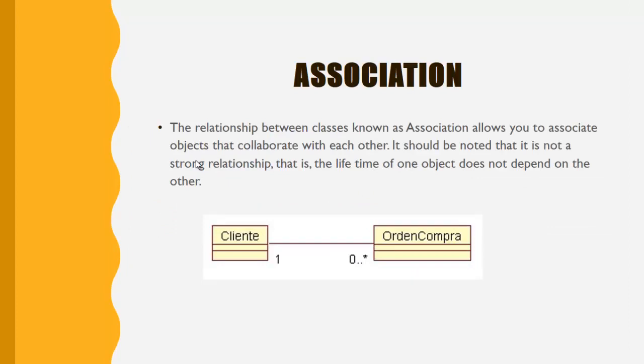Association. The relationship between classes known as association allows you to associate objects that collaborate with each other. It should be noted that this is not a strong relationship. That is, the lifetime of one object does not depend on the other.